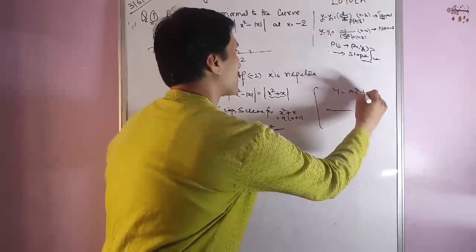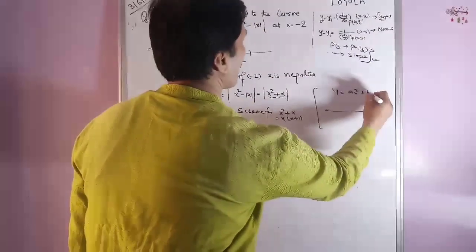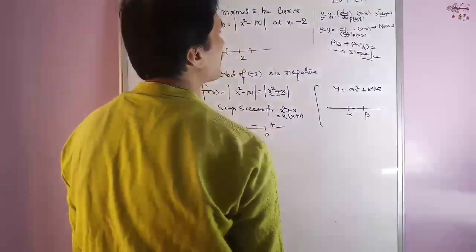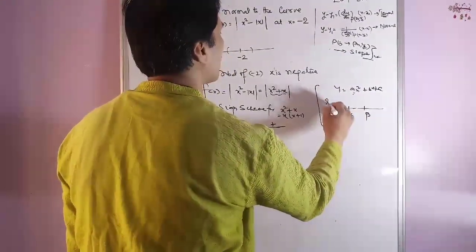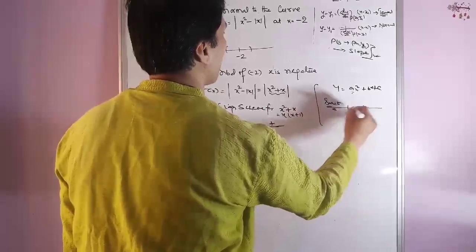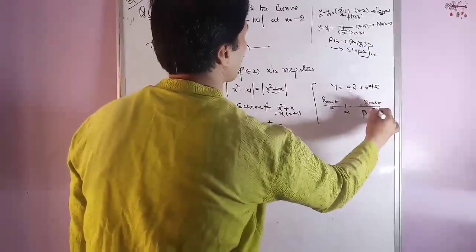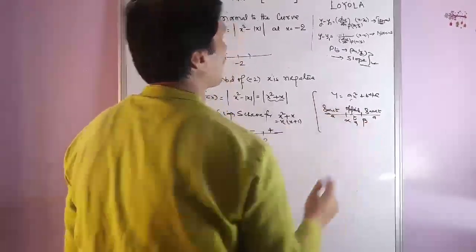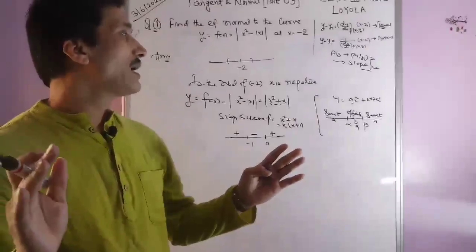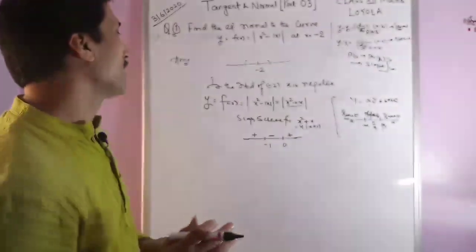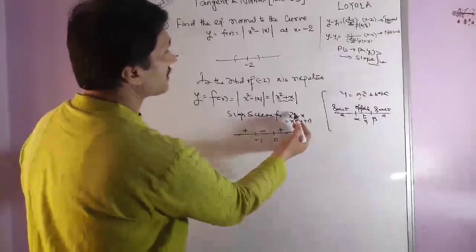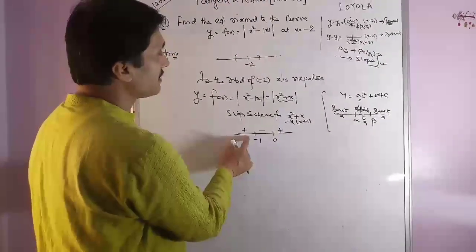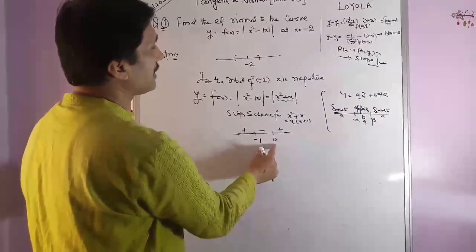We know the sign scheme of quadratic expression y equal ax square plus bx plus c with roots alpha, beta, where alpha is less than beta. Outside the roots, the sign of the expression is same as a. Between alpha and beta, opposite to a. On this basis, the sign of x square plus x is positive in this region, positive in this region, and negative in this region.